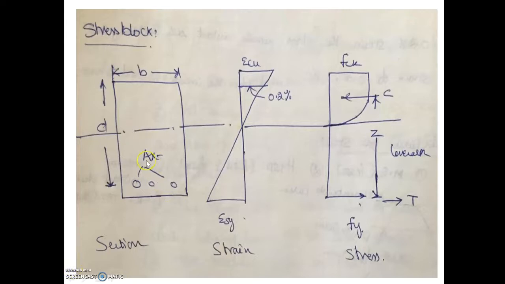For this particular section, if we draw the stress and strain curves, here we will get the strain of epsilon sy, and at the top it is epsilon cu, because here there is no steel section. This is the 0.2% proof stress. In the stress diagram, here we will get fck. In this case, the tension reinforcement is there in the tension zone, that's why we will get a tension of capital T. The distance between the compression zone and tension zone is known as z, which is known as the lever arm.